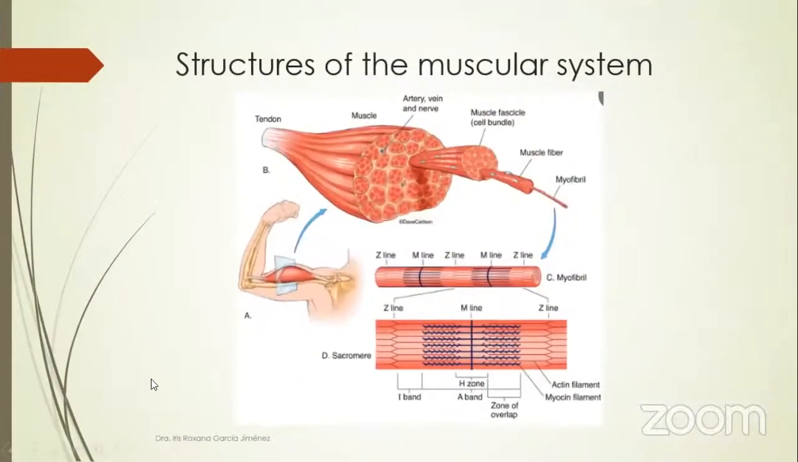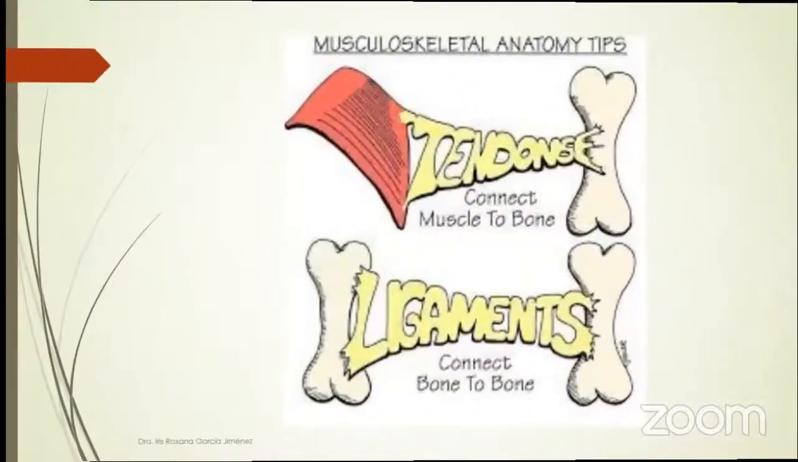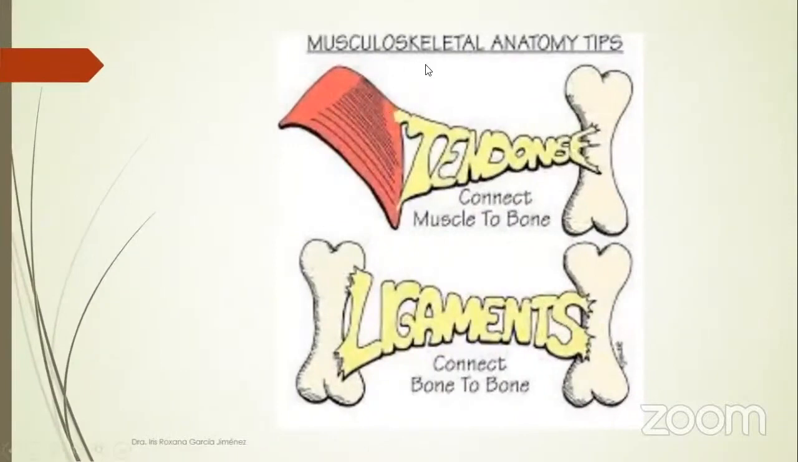Similar to Spanish, right? The structures of the muscular system, we all know from the macro to the micro structures. This is just for information, for reminding the anatomical and physiological structure and the function of every part, but check all of these details for catching the vocabulary, okay? We have these musculoskeletal anatomy tips: tendons connect muscle to bone, and ligaments connect bone to bone, just for clarifying the idea.